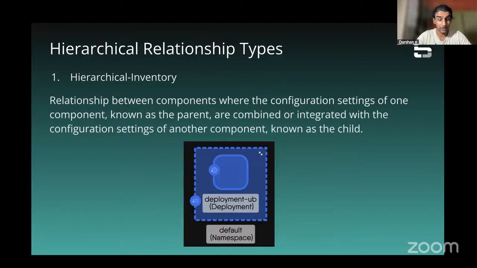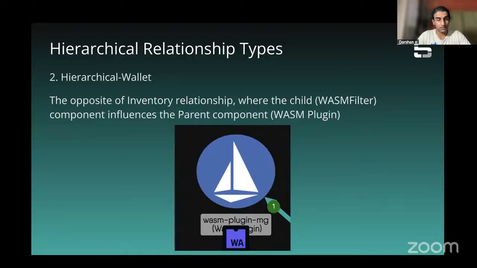Up next, we have the hierarchical relationship. One type is the hierarchical inventory relationship. These are the parent to child relationships. Here we have the namespace and deployment. The deployment is on top of a namespace. So the namespace is the parent here and the deployment is the child here. Now we have the hierarchical wallet. This is like the opposite of inventory. It's like a bottom-up hierarchical.